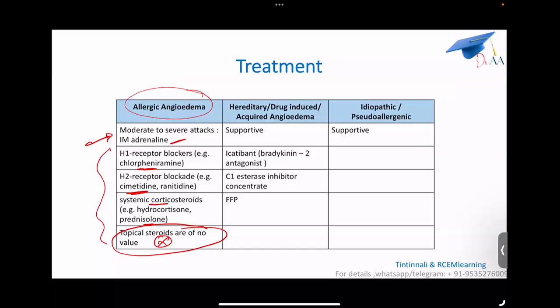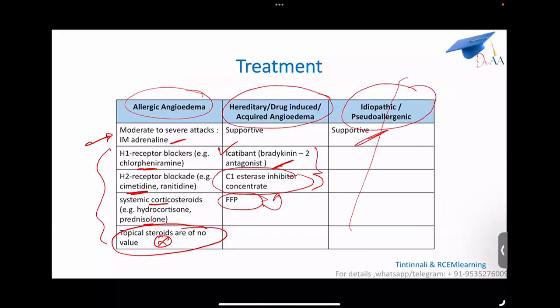What about hereditary or drug-induced or acquired angioedema? All these are bradykinin mediated ones. So we need to give something to treat it. Either a bradykinin 2 receptor antagonist, the preferred one, or you can give C1 esterase inhibitor concentrates. If both are not available, then you can give FFPs. FFP is a concentration of clotting factors. It also contains C1 esterase inhibitor. That's the reason you can transfuse FFPs. If it's idiopathic or pseudo-allergic, it's supportive. Most of the time, they will not test you on that. They will test you on either allergic or hereditary or drug-induced angioedema in the exam.